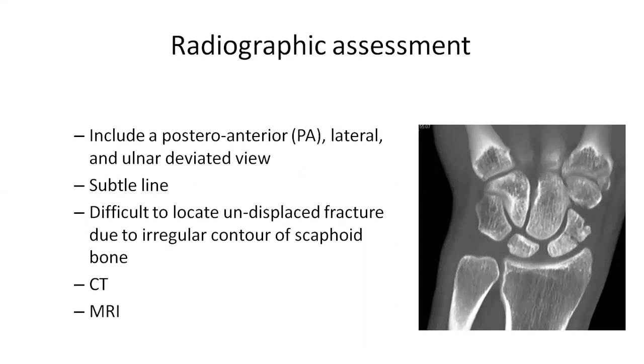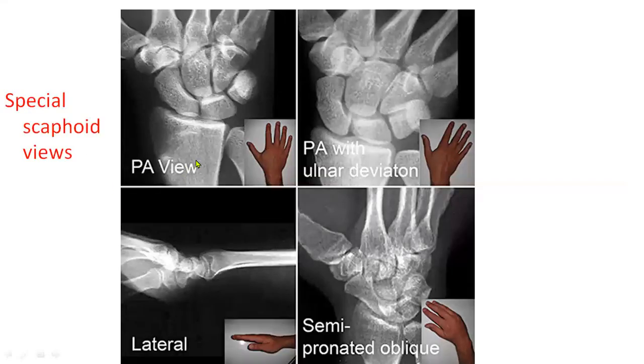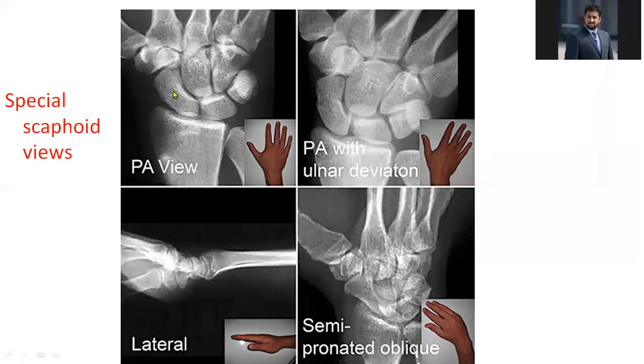But still, as we discussed, we can use some specific views, which are simply known as the scaphoid series or scaphoid views. These include the simple posterior-anterior view, which is just the position of the hand on the cassette of the X-ray. We can see here the scaphoid bone on the radial side. The scaphoid is the bone which bridges the proximal row with the distal row.